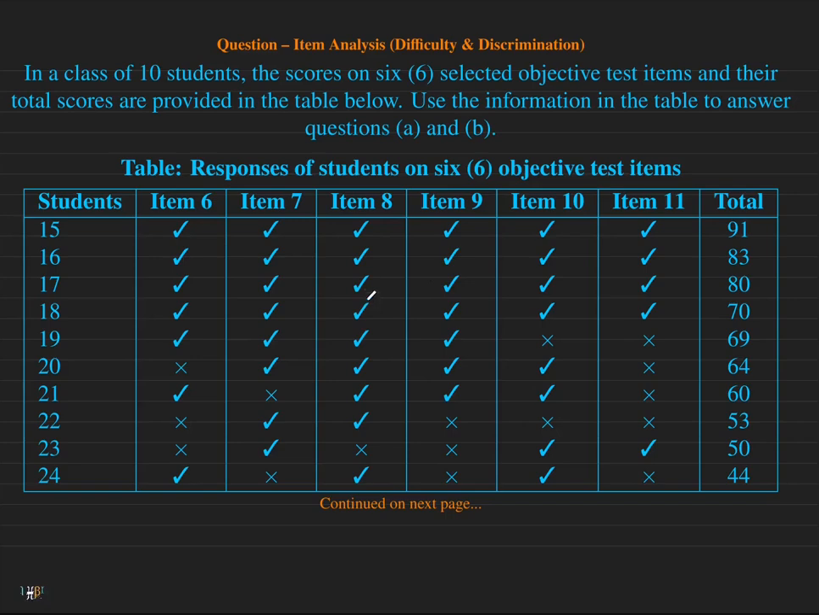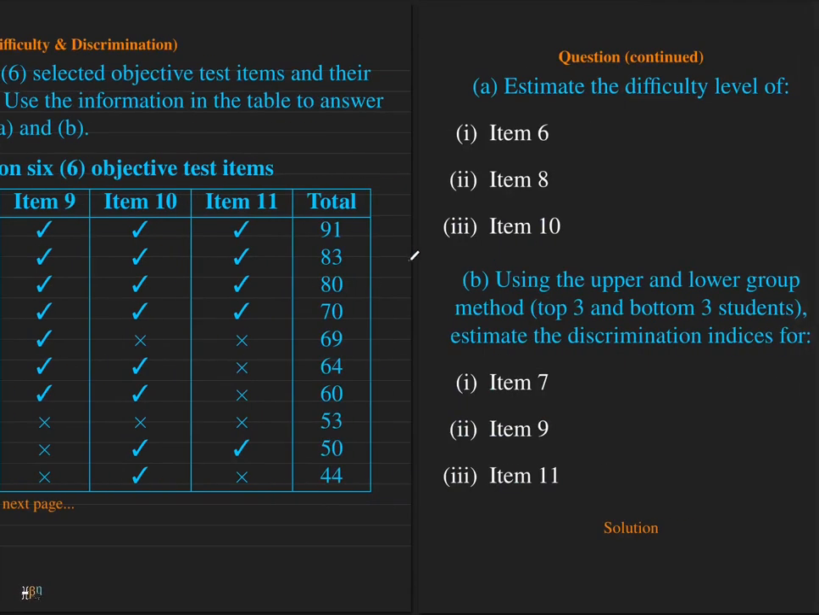Now let's look at the questions that come after these. It says, first of all, we are to estimate the difficulty level of item 6. Then we have to also estimate the difficulty levels of item 8 and item 10 as well. So let's do the first part of the question.